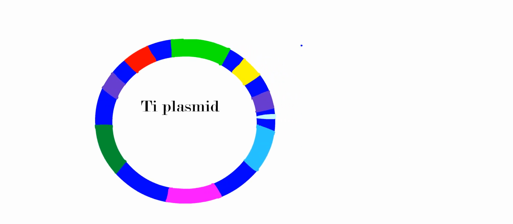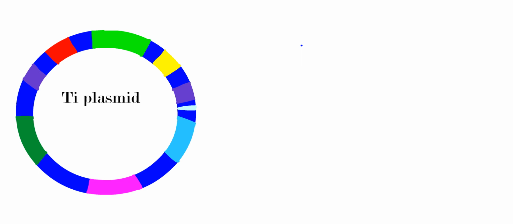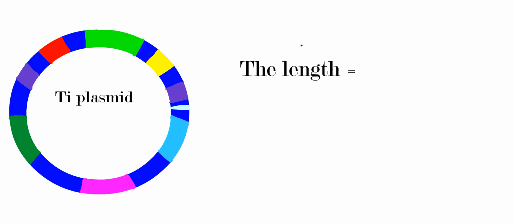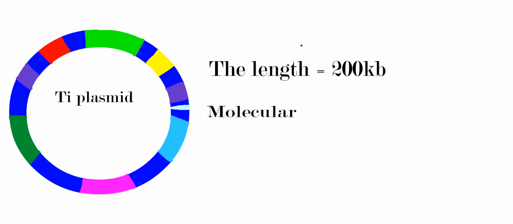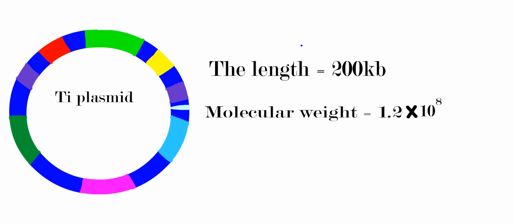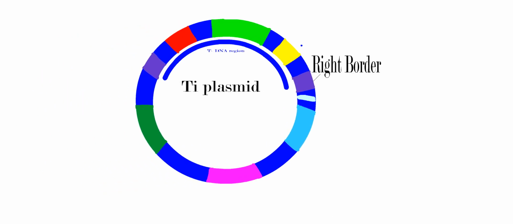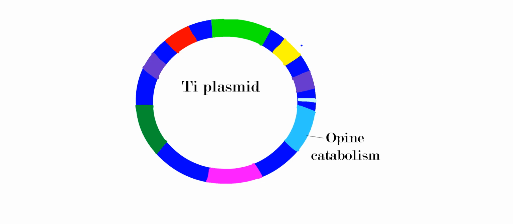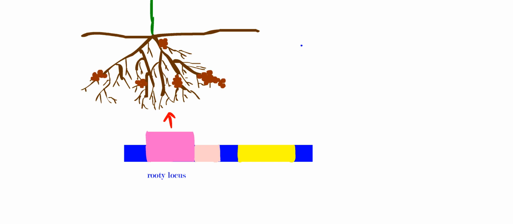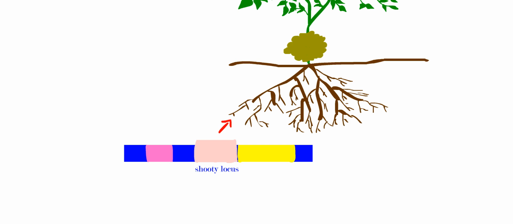Now let's look into the organization of the Ti plasmid. The length of the Ti plasmid is up to 200 kilobases and the molecular weight is about 1.2 times 10 raised to 8. The major regions of the Ti plasmid are the origin of replication, oncogenic region, region for conjugation, catabolism of opines and virulence genes. The oncogenic or ONC region contains the rooty locus, which results in tumors developing abnormal roots, and the shooty locus, which results in tumors with abnormal shoot tissues.